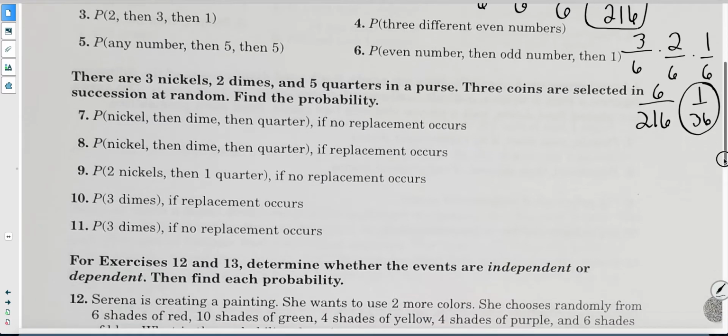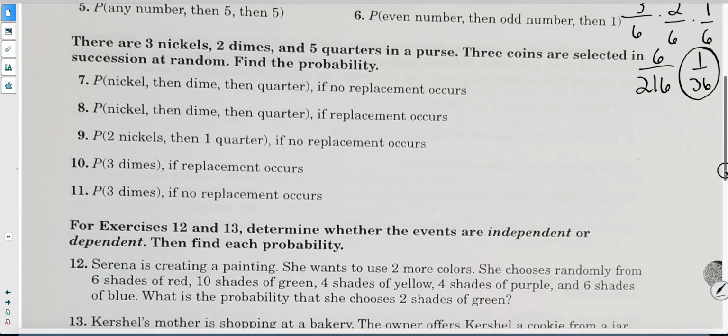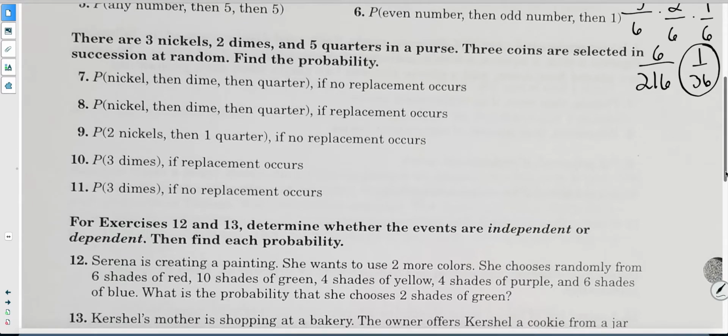Okay? So down here, the next one is kind of similar to the dice, but you have nickels, dimes, and quarters. So like number 8, you would pick a nickel, then a dime, then a quarter, if replacement occurs. So when replacement occurs, that means that that bottom number, your denominator, stays the same. And for no replacement, which it looks like you don't have in this section, that number would go down by 1 each time.